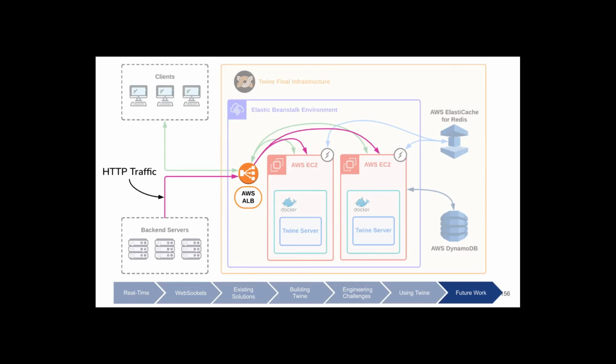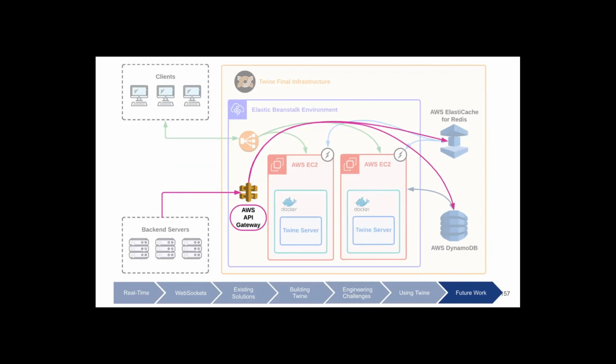To improve Twine's performance, an optimization we could make would be to minimize the amount of HTTP traffic being routed to Twine. The way we would accomplish this would be to use a separate piece of architecture, such as Amazon API Gateway, that would handle incoming HTTP traffic from backend servers. Now, API Gateway, instead of Twine servers, would take on the task of accepting and processing HTTP requests. This would isolate HTTP and WebSocket logic even further, making the system more robust, flexible, and scalable.